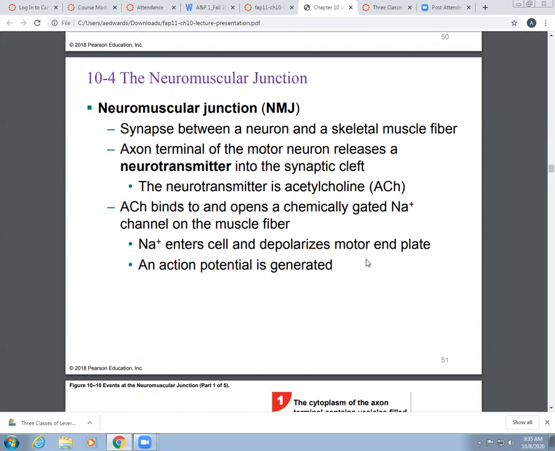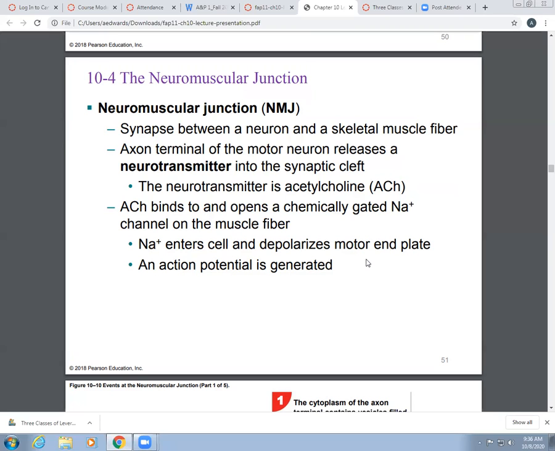Okay, so what is a neuromuscular junction? Just think about the words in it. Okay, it's a synapse, the junction part's a synapse between a neuron and a skeletal muscle fiber. So that axon terminal of that motor neuron is going to release neurotransmitter, and that's going to go into the synaptic cleft. That neurotransmitter is called acetylcholine, or ACh.